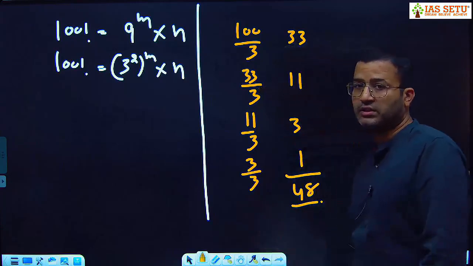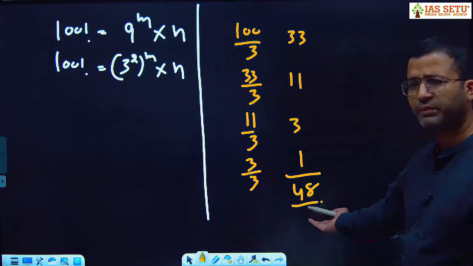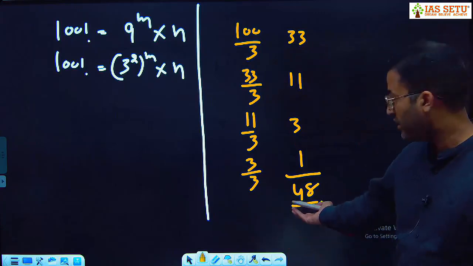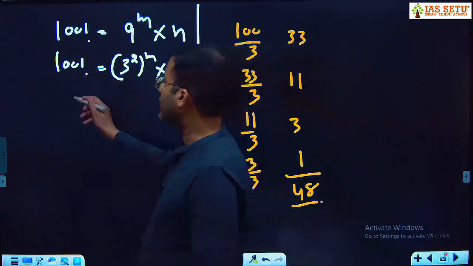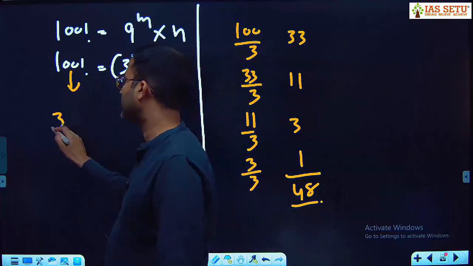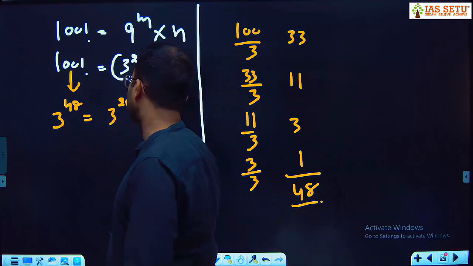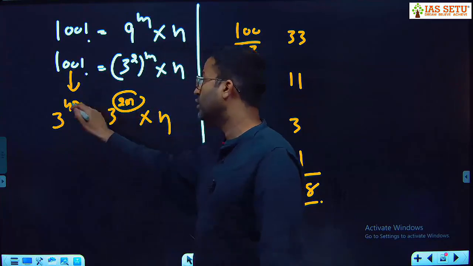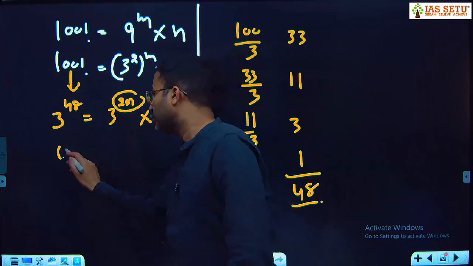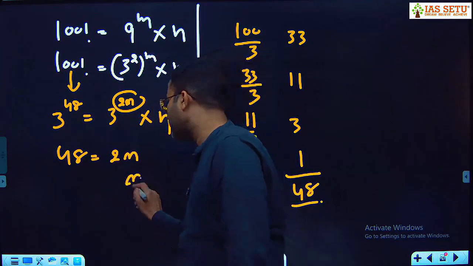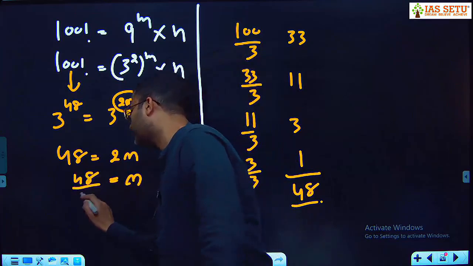But this is not the answer. 48 में तो exact pairing बन सकती है. How many exact pairing you have? 24. Pair ही तो निकालने हैं. Or you can say in this how many 3s are there? 48 is equal to 3 to the power 2m into n. n से कोई लेना देना नहीं. 2m is equal to 48. So you equate the power. So what is the maximum value of m? 48 divided by 2, 24.